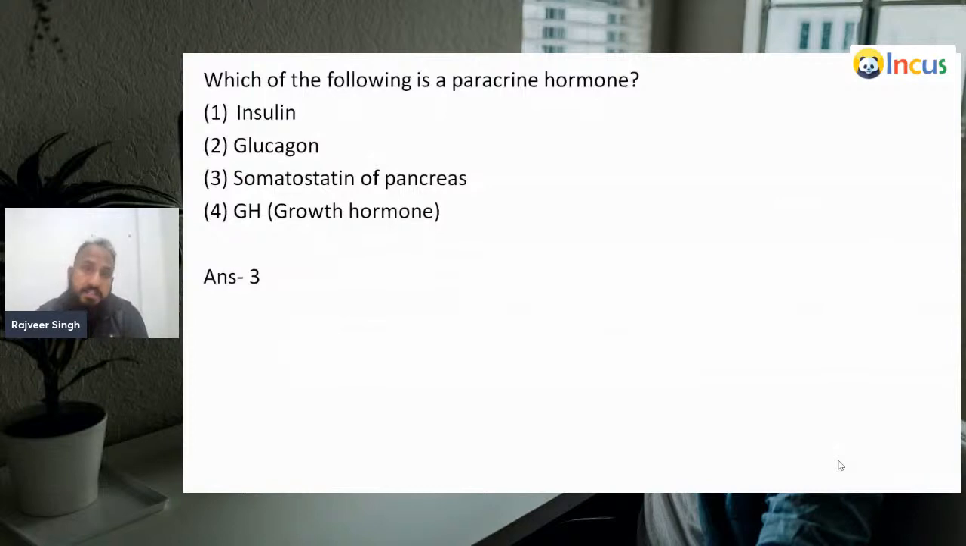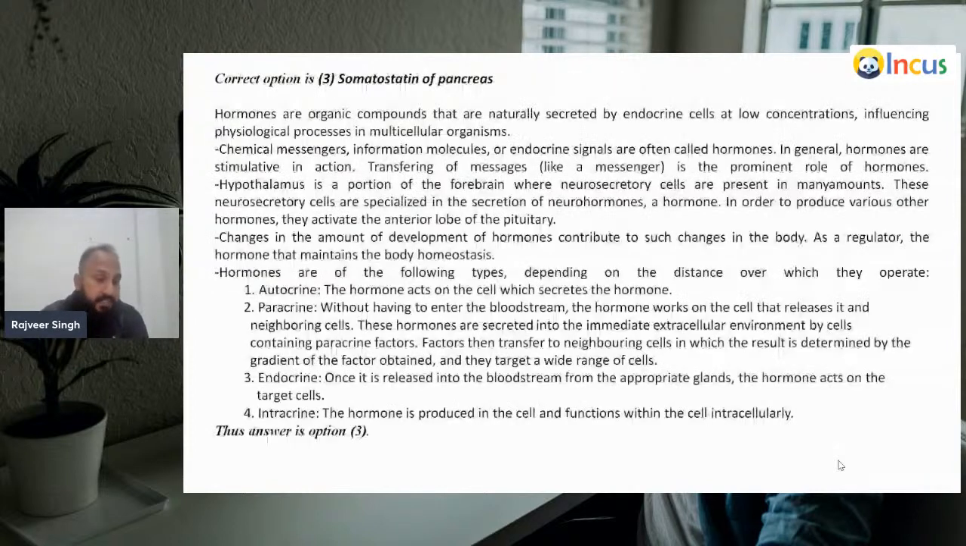But what are paracrine hormones? Now let me describe paracrine hormones. First of all, we will talk about hormones. Hormones are organic compounds that are naturally secreted by endocrine cells at a low concentration, influencing physiological processes in multicellular organisms. Then after, chemical messengers, information molecules or endocrine signals are often called hormones. In general, hormones are stimulative in action, acting like a messenger.